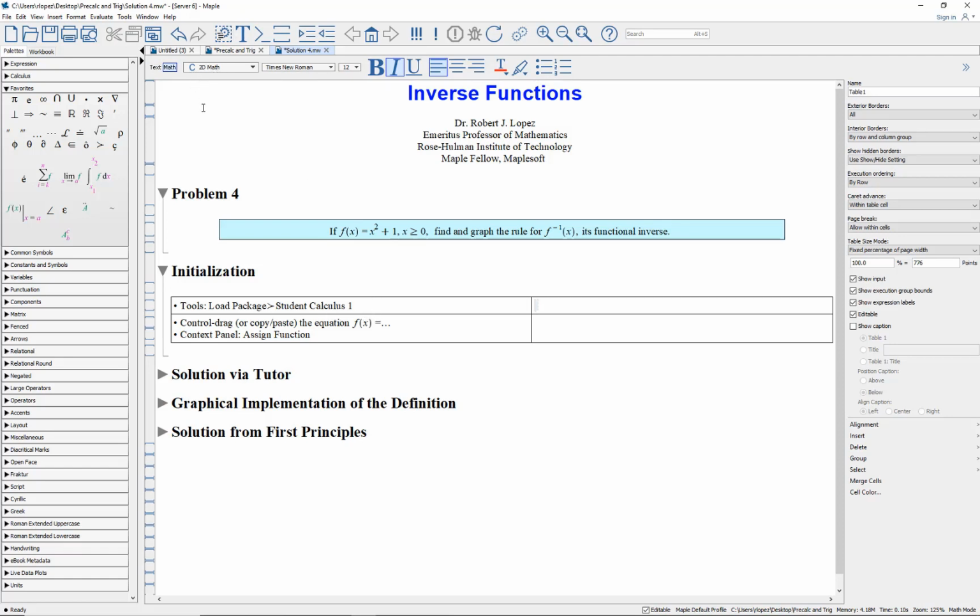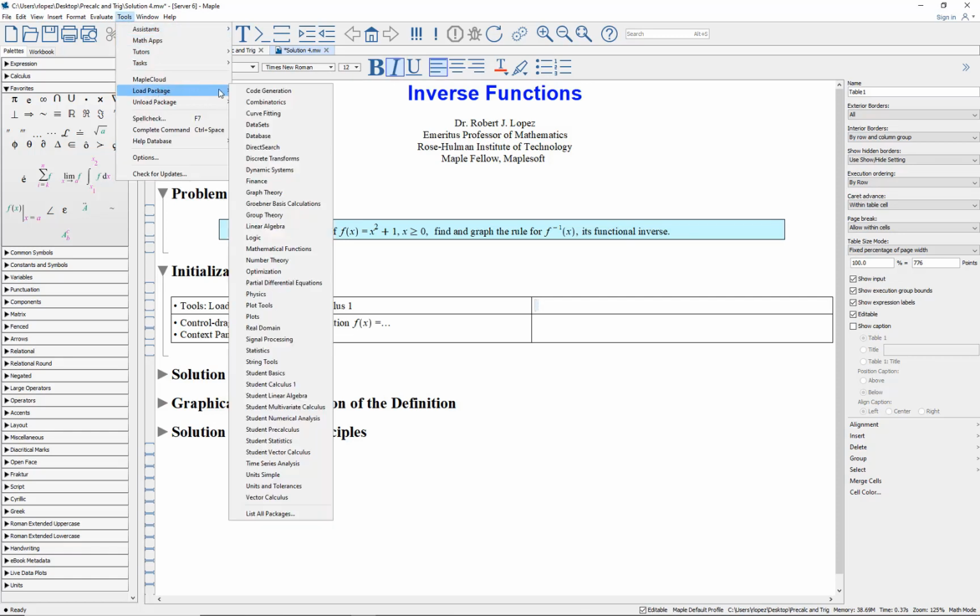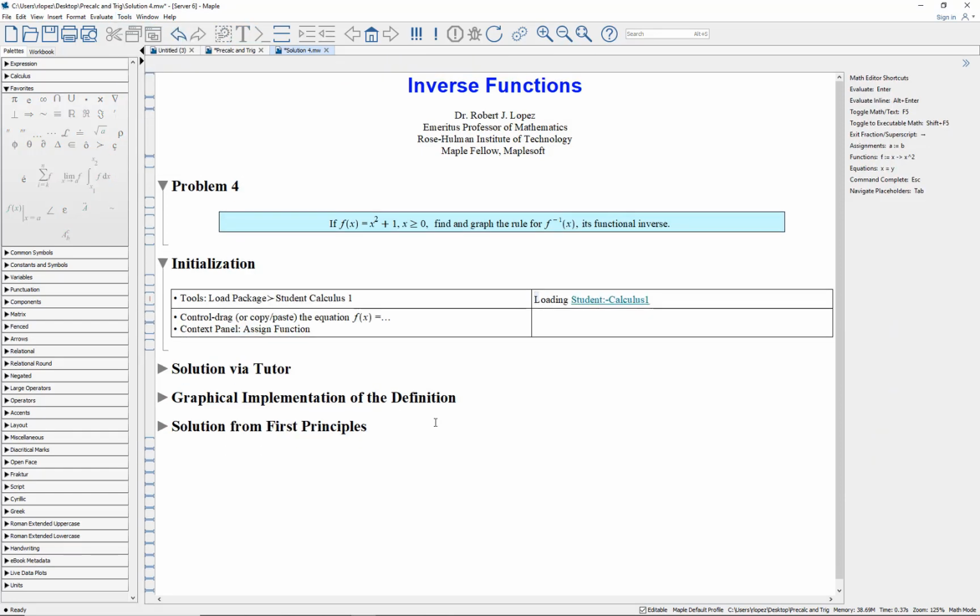There are many packages in Maple, over 100, and it's all part of the Maple library. It's just a way of organizing the Maple library. You get all of this stuff with Maple. It's not an add-on, it's part of Maple. Okay, so Tools, Load Package, Student Calculus 1.